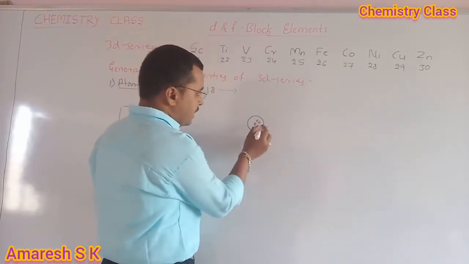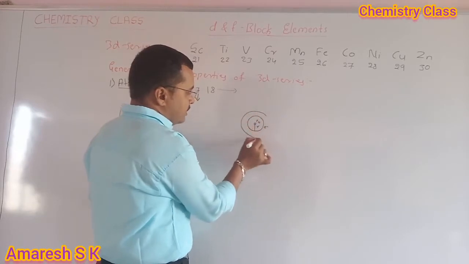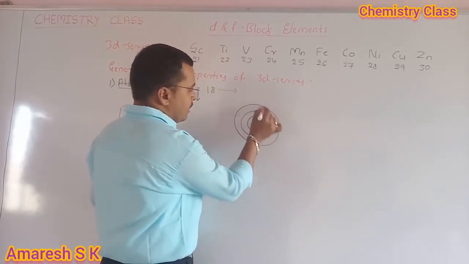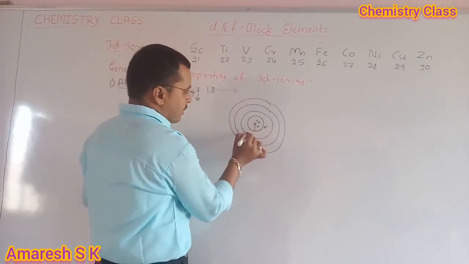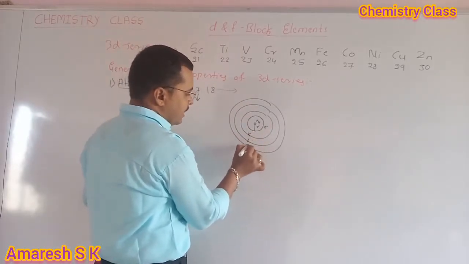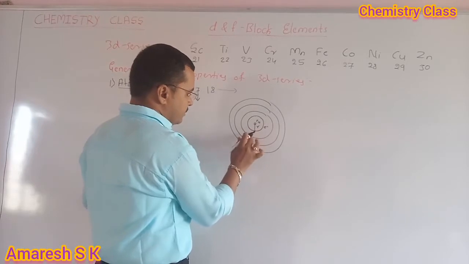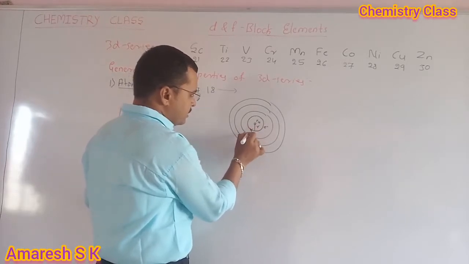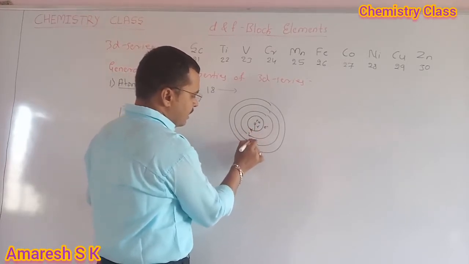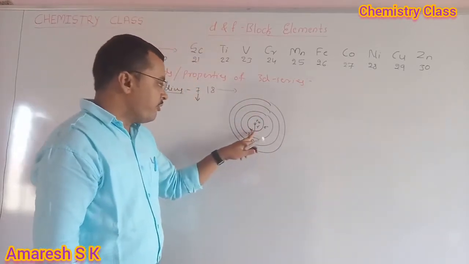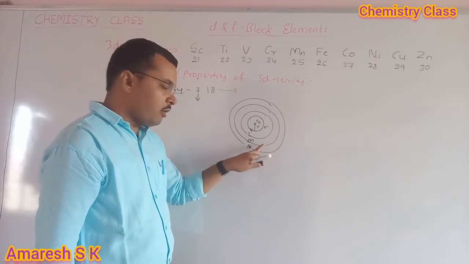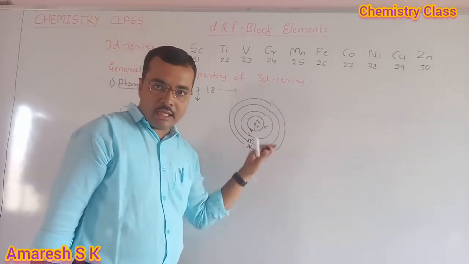Consider this is an atom. This atom has different orbits. This is the K shell, L shell, M shell, N shell, like this. We can classify these as the first orbit, second orbit, third orbit, fourth orbit.